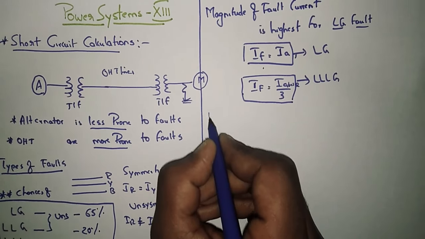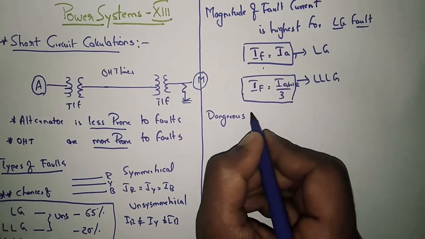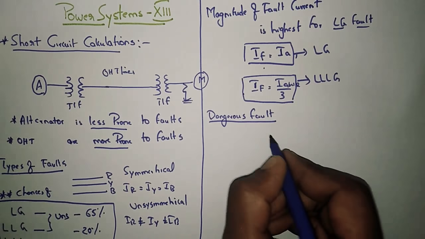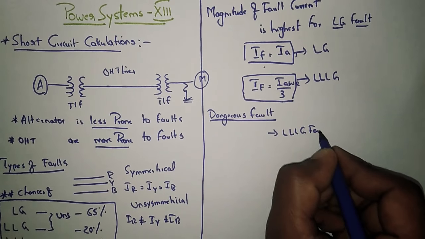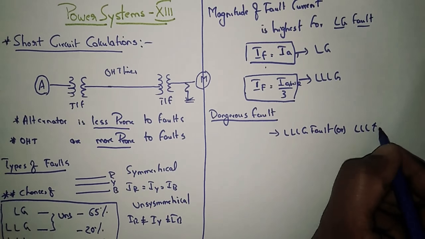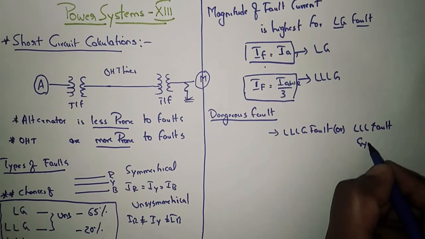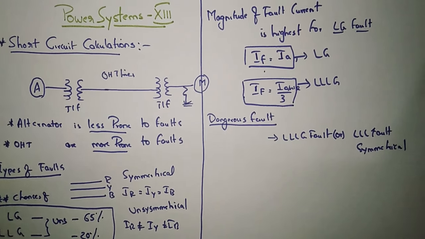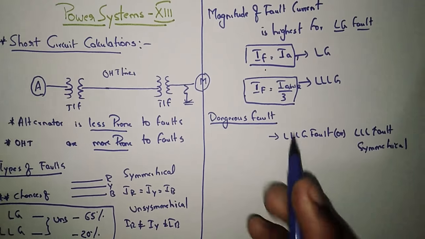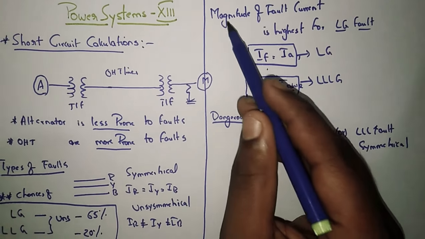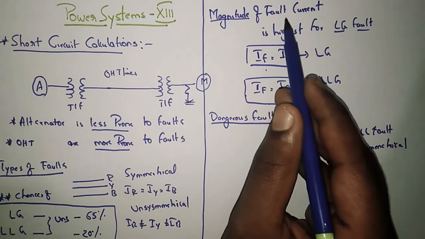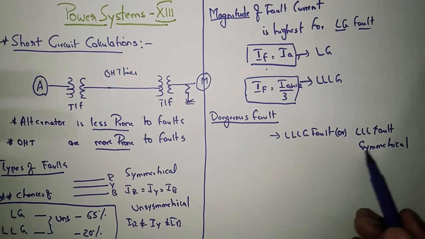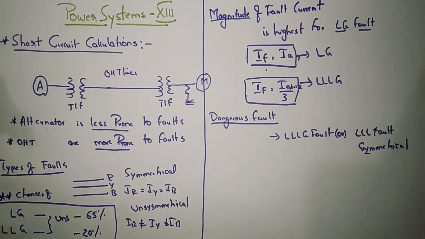But which is the dangerous fault? That is, if it occurs, it will entirely destroy the entire power system, and that is the triple LG fault or triple L fault, that is, the symmetrical fault. So slightly make the difference between magnitude of fault current and which is the dangerous fault. The fault current which has the largest magnitude is the LG fault, and the dangerous fault is the symmetrical fault, that is LLL or LLLG fault, right?